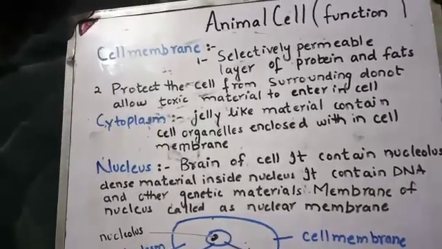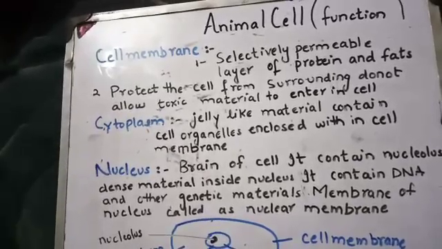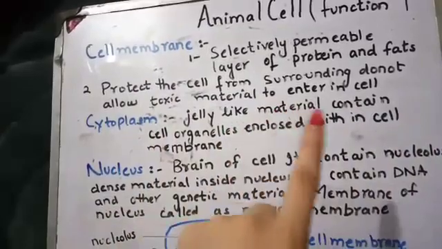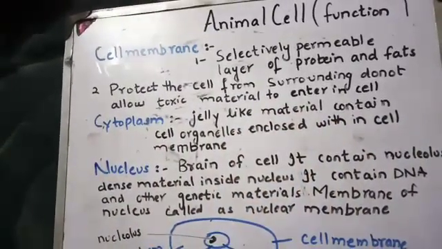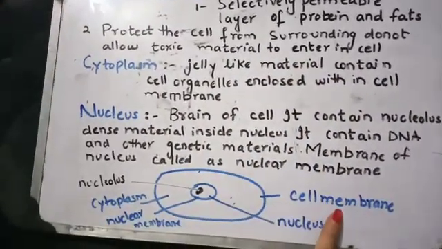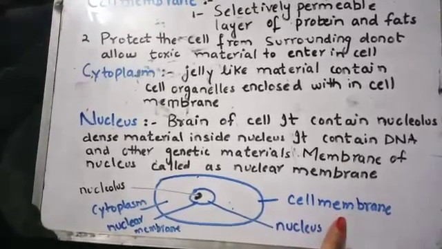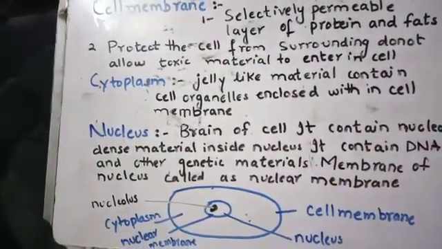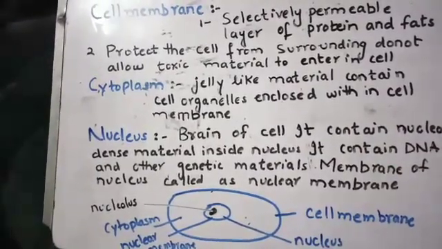Fine, after that, what is the advantage of that? It will protect the cell from the surroundings and not allow toxic material to enter inside the cell. As the cell membrane is selectively permeable, what is the advantage? It will protect the cell from the surroundings and not allow toxic material to enter.